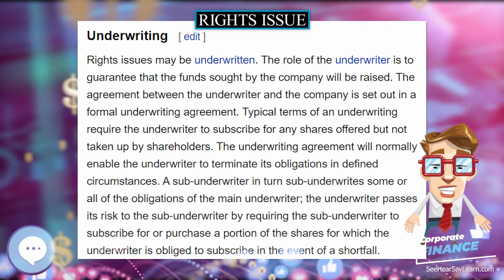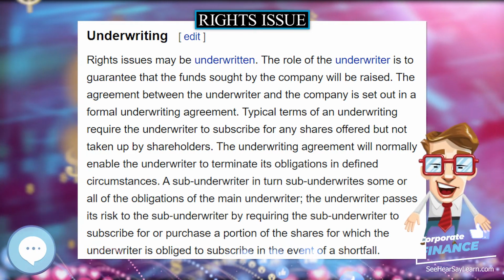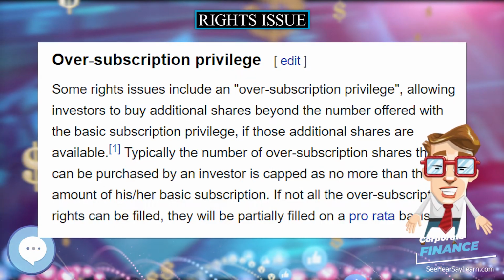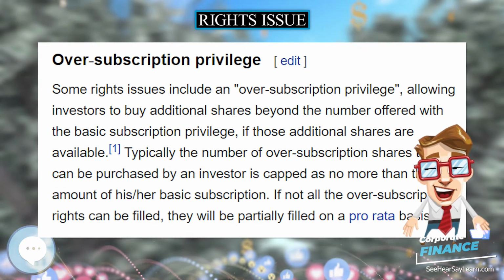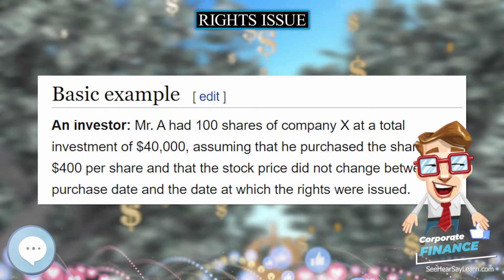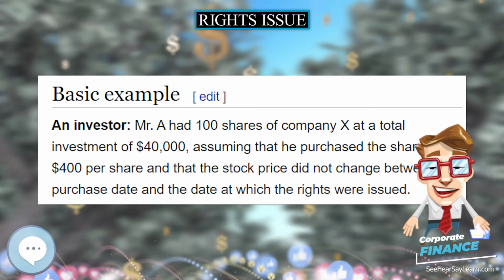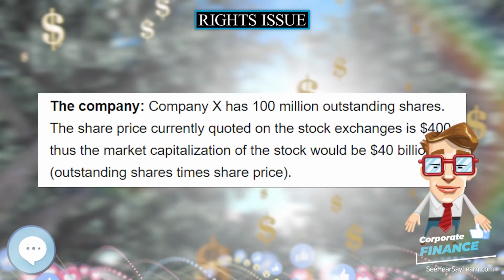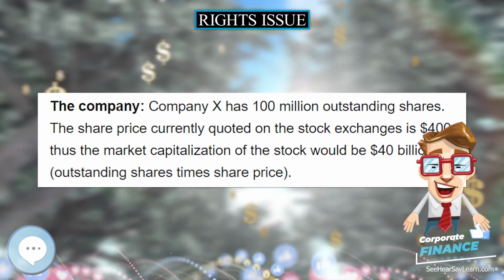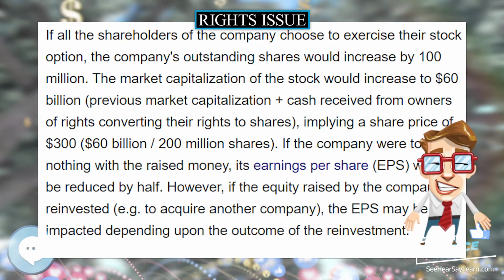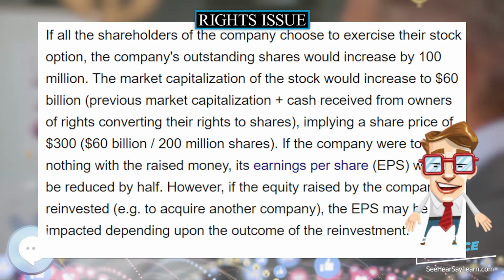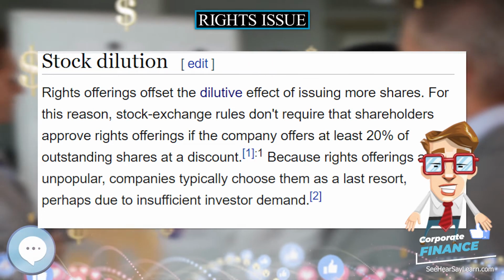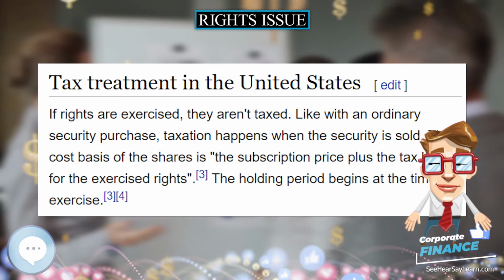Now, if he exercises his option, he would have to pay an additional $20,000 in order to acquire the shares, thus effectively bringing his average cost of acquisition for the 200 shares to $300 per share: 40,000 plus 20,000 over 200 equals 300. Although the price on the stock markets should reflect a new price of $300, see below, the investor is actually not making any profit nor any loss. In many cases, the stock purchase right, which acts as an option, can be traded at an exchange. In this example, the price of the right would adjust itself to $100, ideally.